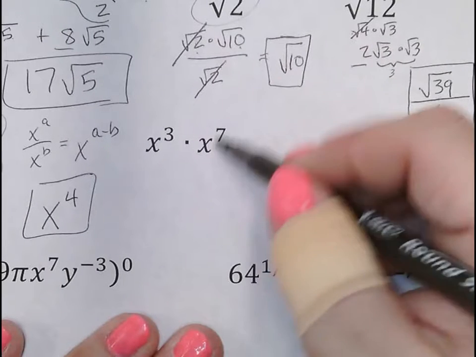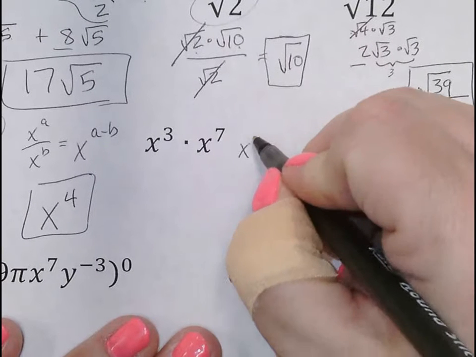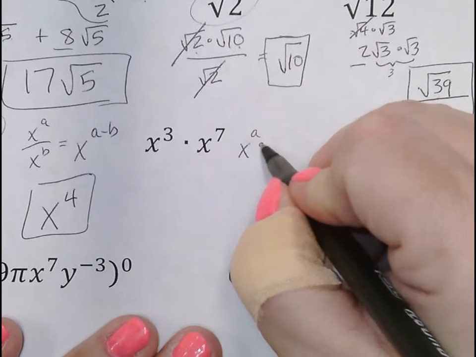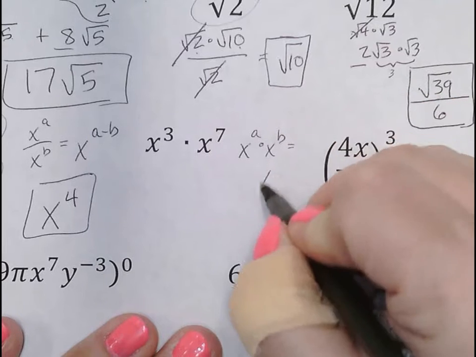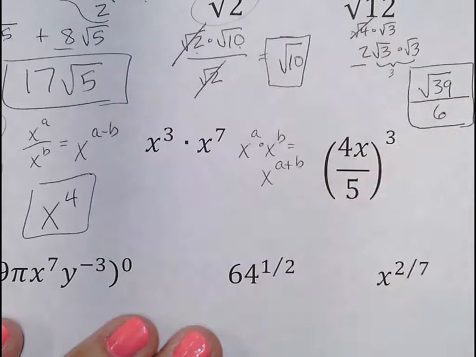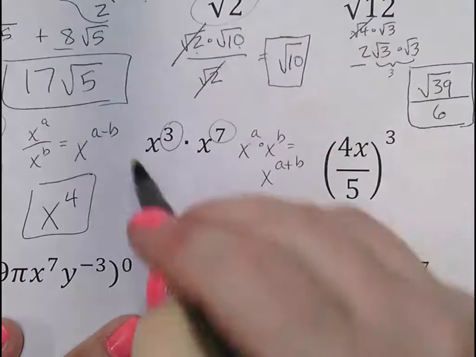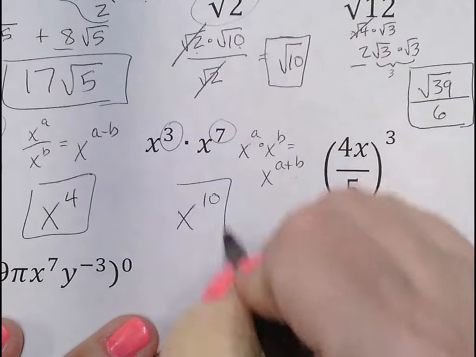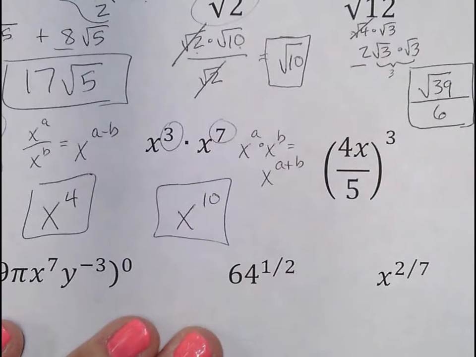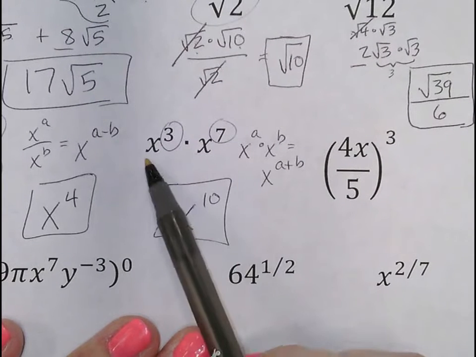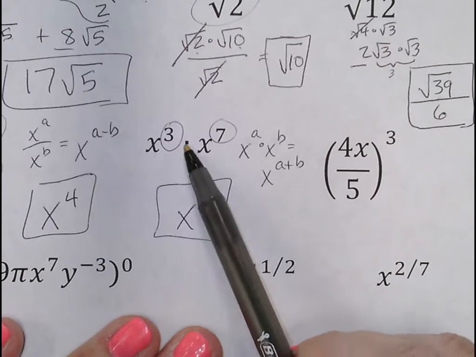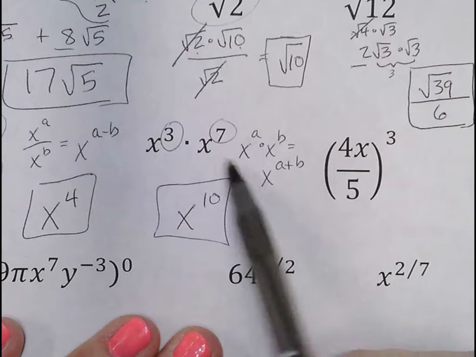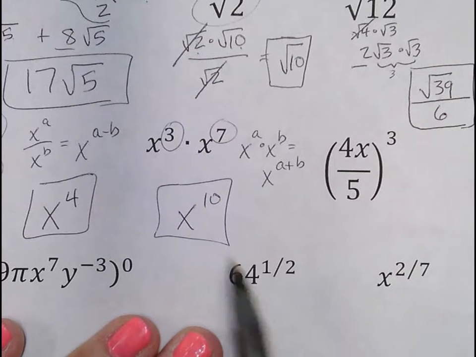X to the third times x to the seventh. The rule here is x to the a times x to the b equals x to the a plus b. We need to add the powers. 3 plus 7 is 10. If you think about that one written out, we would have x times x times x times x times x, 7 more. Total of 10 of them in a row, x to the 10th.